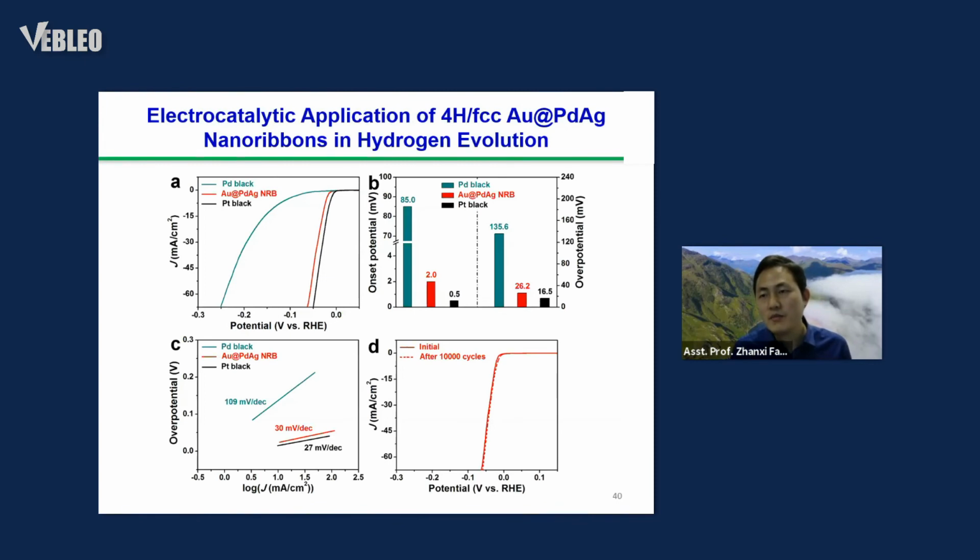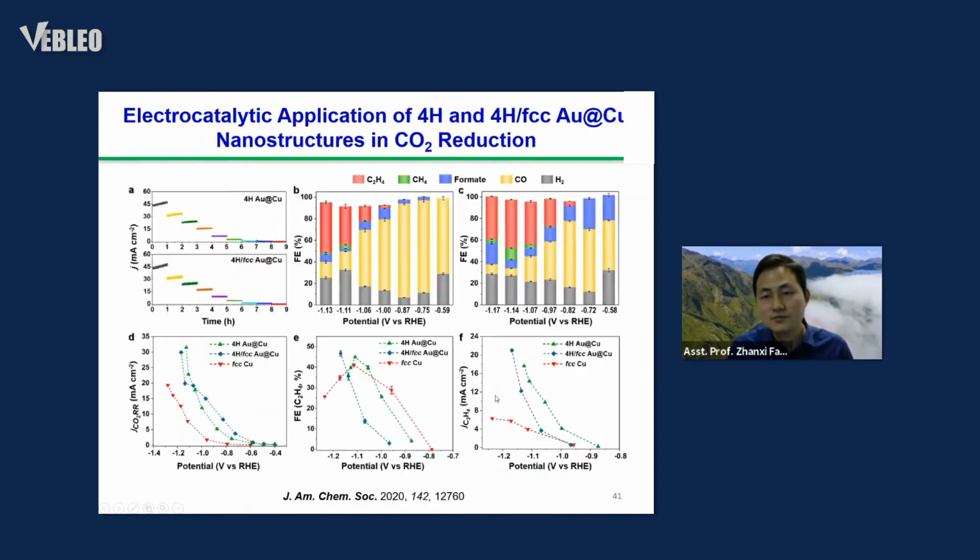For example, we have applied the 4H FCC gold-Pt-silver nanoribbons for the hydrogen evolution reaction, and we found that their performance is much better than Pd black, and very close, or comparable, to Pt black. They also have very excellent stability.